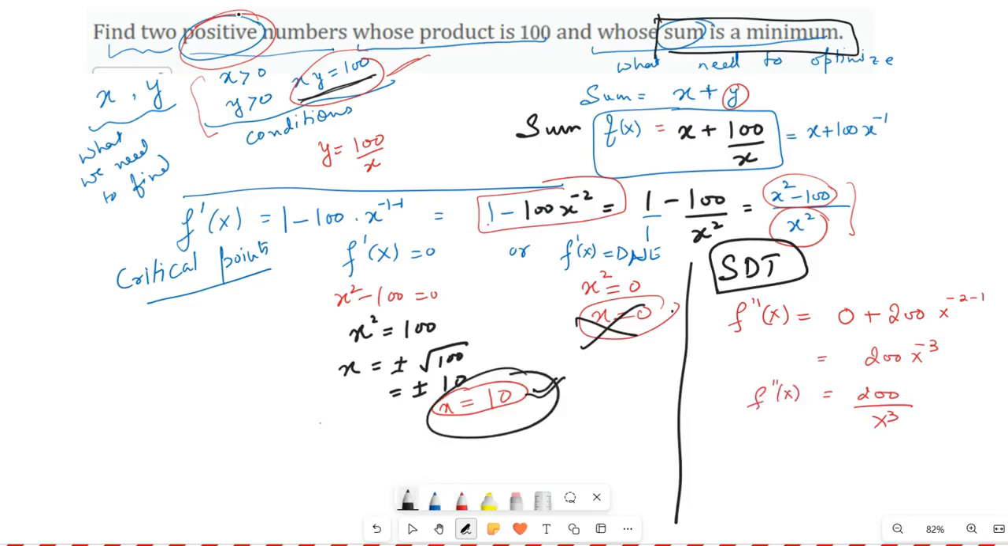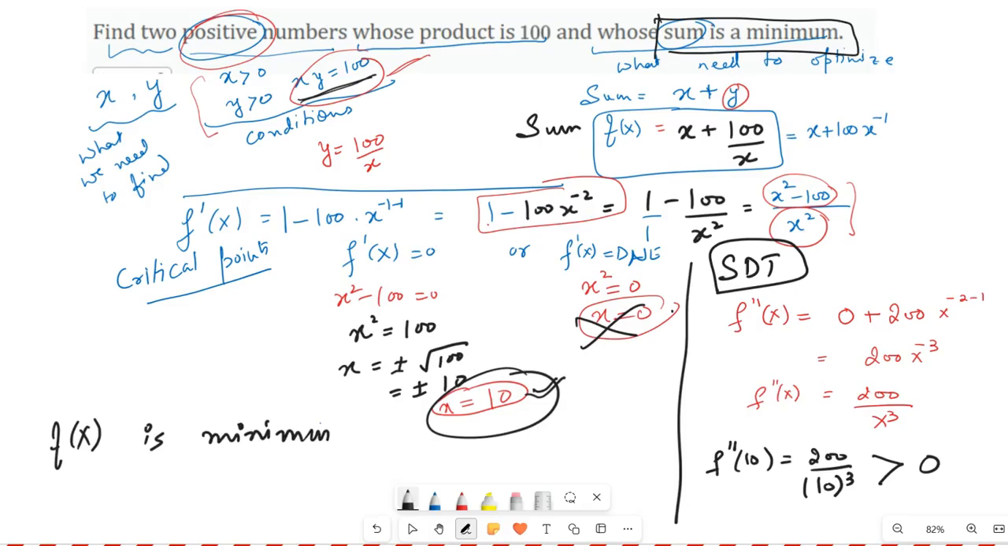If I put this critical value in the second derivative, 200 by 10 cube, I don't know what that value is because I'm not calculating. All I need to check is that it is positive. If this is positive, we can say this is positive for sure, right? There's no negative sign there. So we can say f of x is minimum at x is equal to 10. What was f of x again? It was the sum. So we can say the sum is minimum at x is equal to 10.